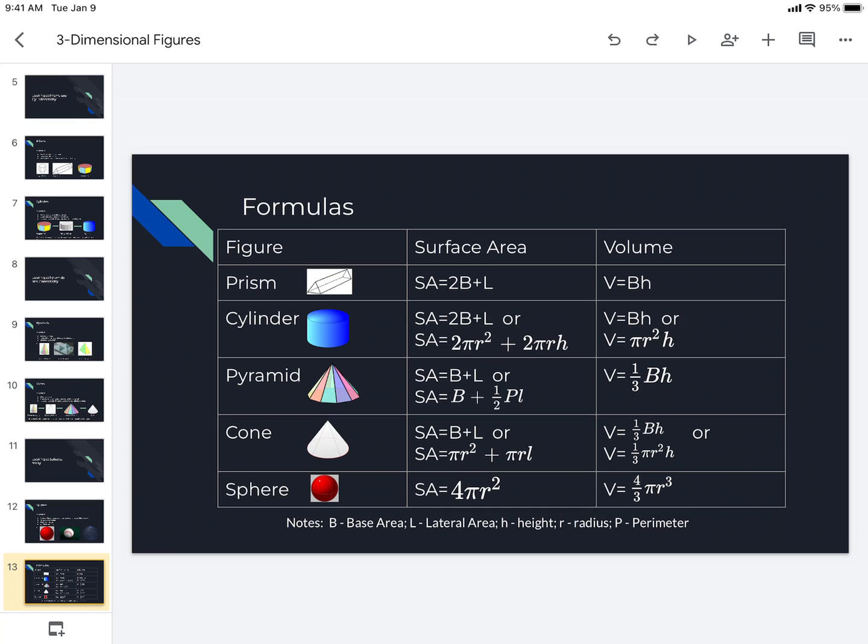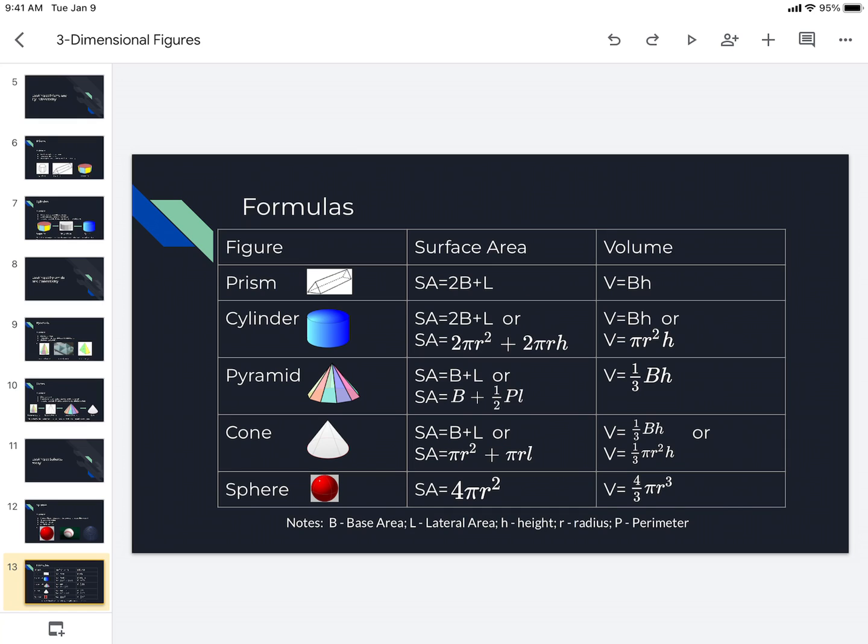If you go back to that Google slide, at the very last slide there should be a list of all the formulas that we talked about. And yes, on your test next time, you are allowed to use this. You are allowed to have this.